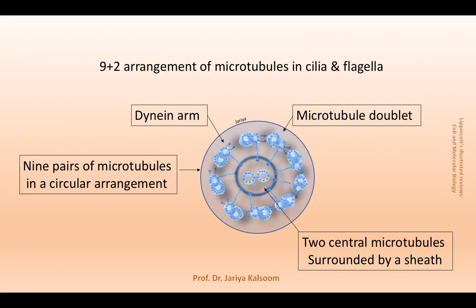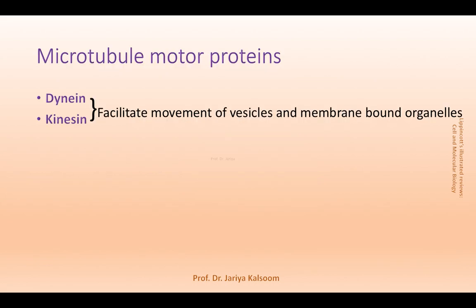In cilia and flagella, 9 specialized pairs of microtubules form a ring and surround two additional microtubules. Dynein is a microtubule binding protein that generates the sliding forces between microtubules in flagella. So dynein and kinesin are microtubule motor proteins. They have ATP binding heads and tails that bind stably with their intracellular cargo.